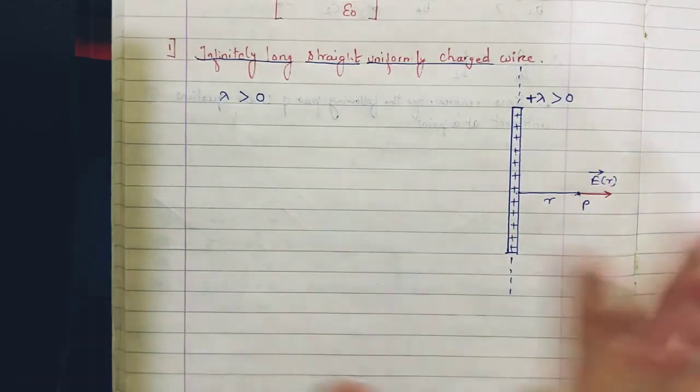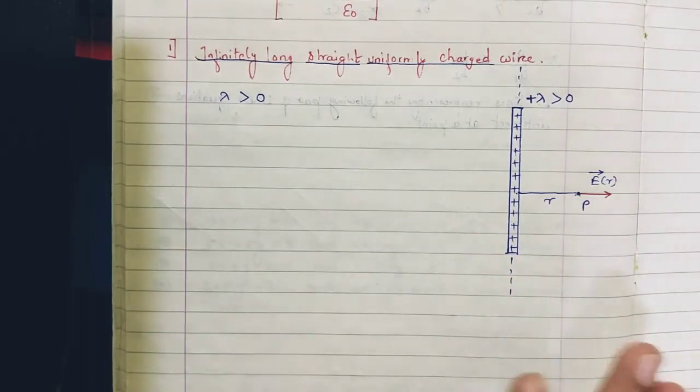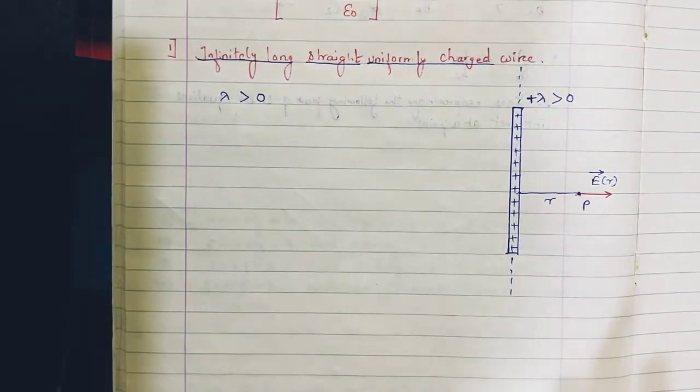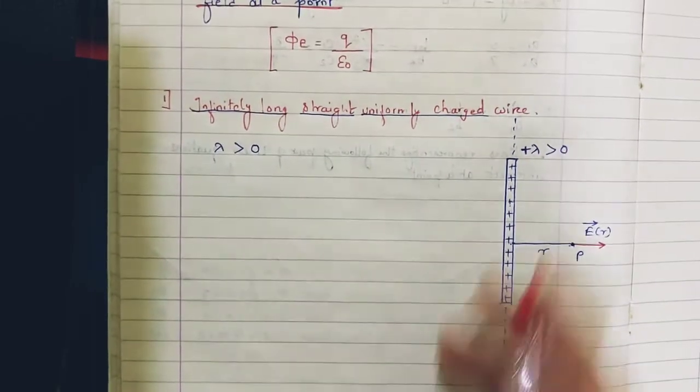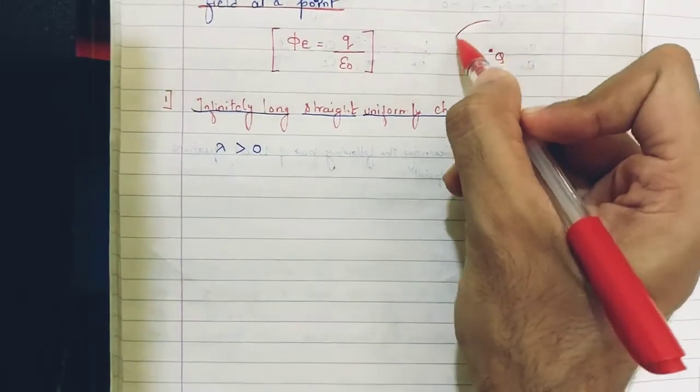Now, looking at the symmetry of the problem, what is going to be the Gaussian surface in this case? Can you think of the Gaussian surface in this case? Obviously it is going to be a cylinder. While proving the Gauss theorem which we saw, we had taken a point charge Q, and we saw the Gaussian surface was a sphere.